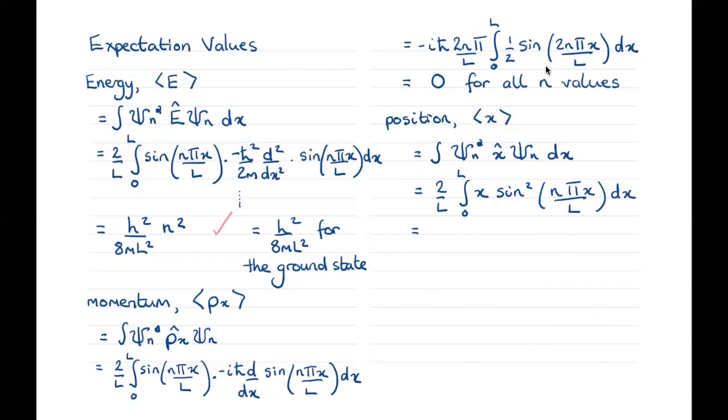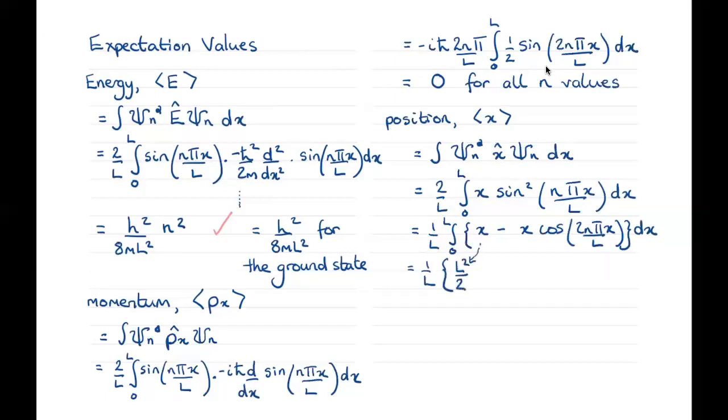which is, let's rewrite the sine squared part as 1 minus cosine, 1 over L, the integral from 0 to L, x minus x cosine 2n pi x over L integrated over all x. My first term here gives me L squared over 2.